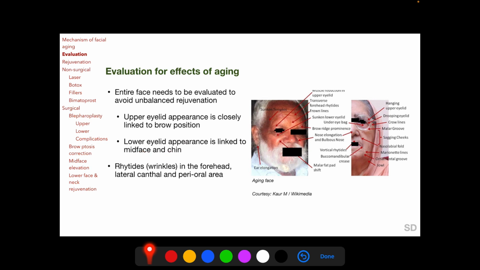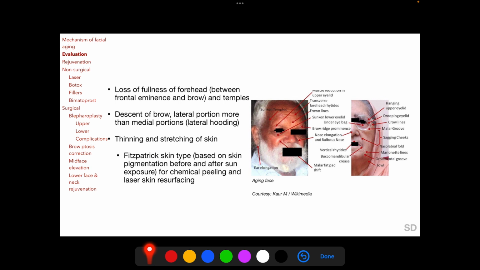The aging changes in the face include rhytides in the forehead, both vertical and horizontal, rhytides in the lateral canthal area, and rhytides in the perioral area. Loss of fullness of the forehead between the frontal eminence and the eyebrow, and loss of fullness of the temple. Descent of the eyebrow, the lateral portion more than the medial portion, called lateral hooding.